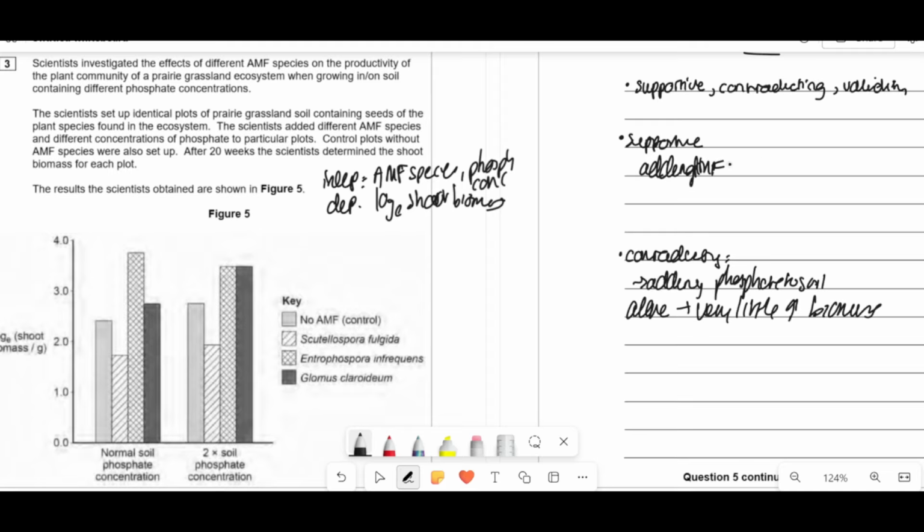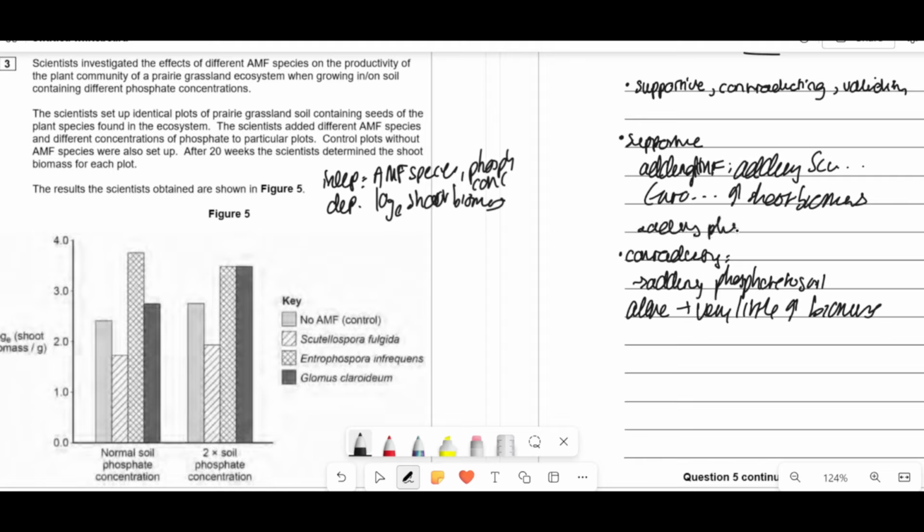Now let's do adding AMF. Sorry, I diverged there, so now let's do adding AMF. So if we add AMF, which is all these three, remember? Well, there's some going down here, there's some going down, but we're looking for supportive statements. So when you're adding this species and this, it goes up in both circumstances. So adding this Scutellospora and the Intraradices increases the shoot biomass, right? And also, we're still not done because we're still looking at adding phosphate.